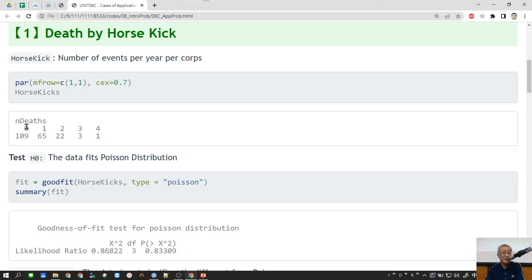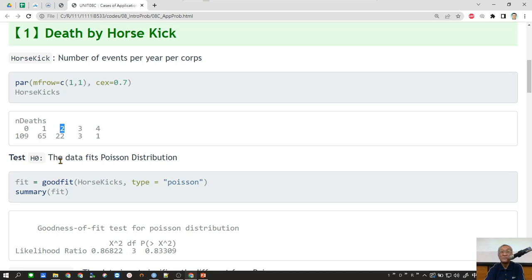For the number of events per year per corps, 0 is 109, which means that in 109 corps, no one is killed. In 65 corps, 1 person is killed, and in 22 cases, 2 people are killed. So these are the historical data. They did the statistics, from some country, maybe the UK.